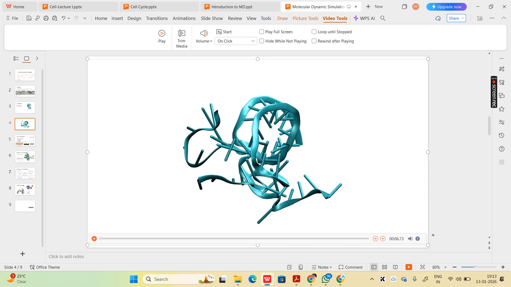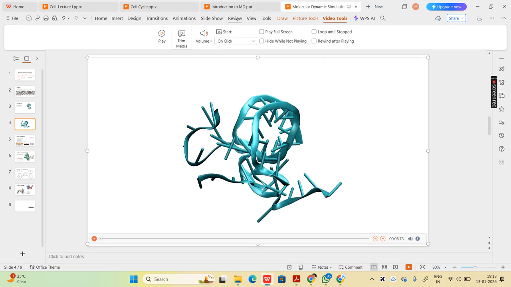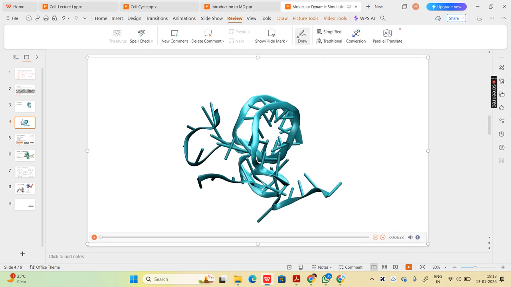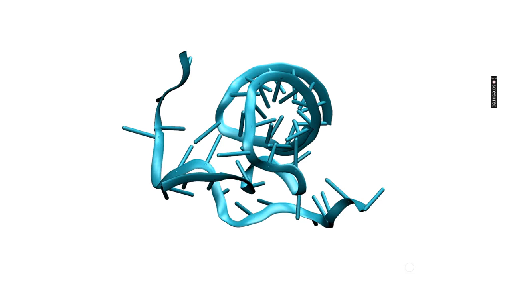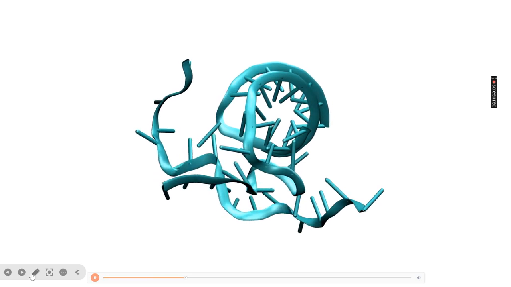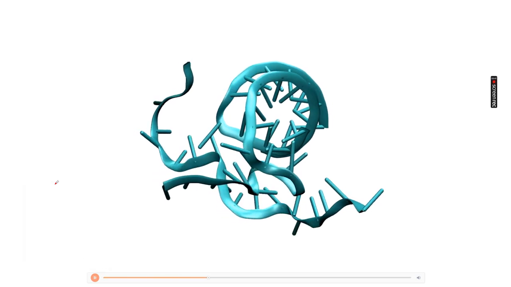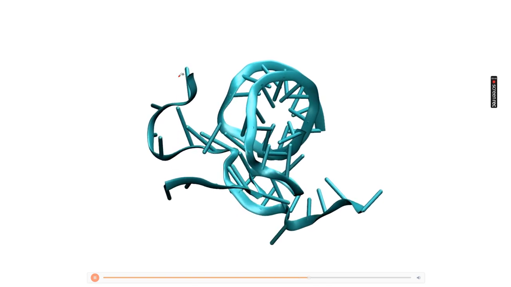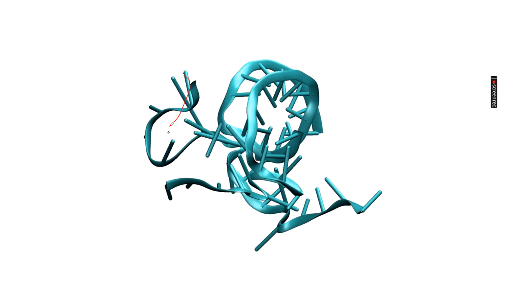Are you able to see my pen? Can you see here, we have this loop, and there is another one, this is moving this way. This is the RNA molecule.